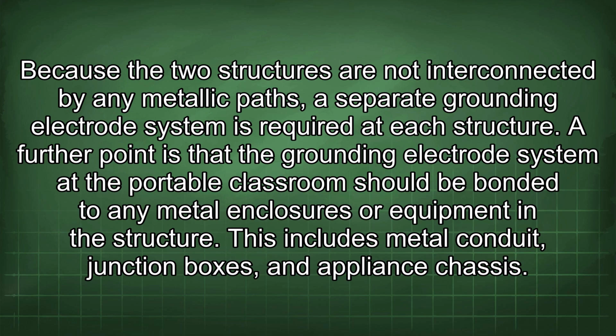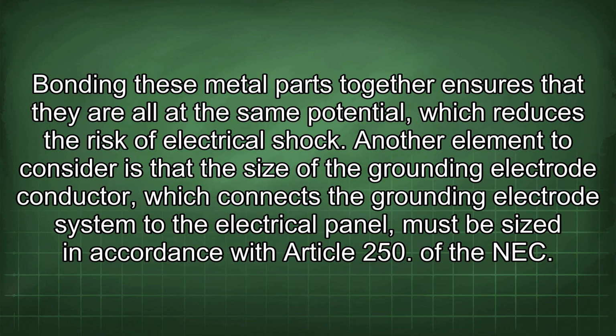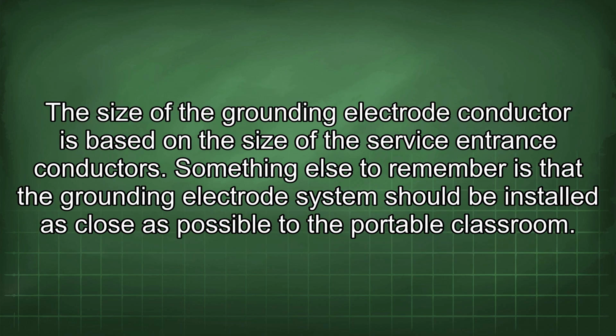A further point is that the grounding electrode system at the portable classroom should be bonded to any metal enclosures or equipment in the structure. This includes metal conduit, junction boxes, and appliance chassis. Bonding these metal parts together ensures that they are all at the same potential, which reduces the risk of electrical shock. Another element to consider is that the size of the grounding electrode conductor, which connects the grounding electrode system to the electrical panel, must be sized in accordance with Article 250 of the NEC. The size of the grounding electrode conductor is based on the size of the service entrance conductors.